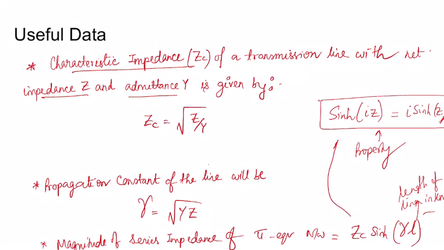Now the sinh property for a complex number iz, where z is the magnitude of the complex number and i is the imaginary iota, is that sinh of iz is equal to iota times sin of z. That is the property of the hyperbolic sine. For z to be a purely imaginary number, the iota can come outside and then we can write the sine of z.